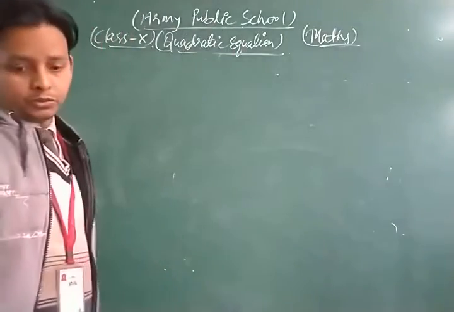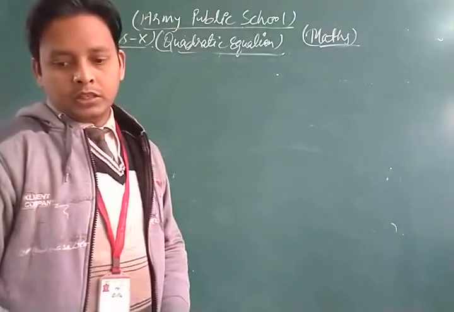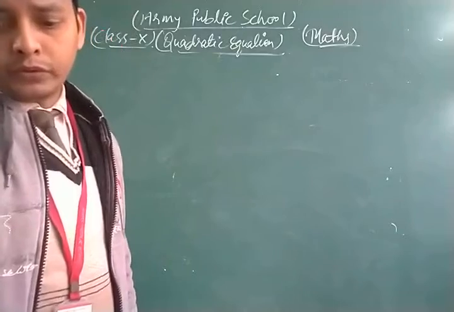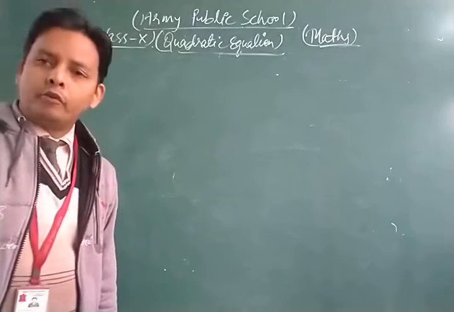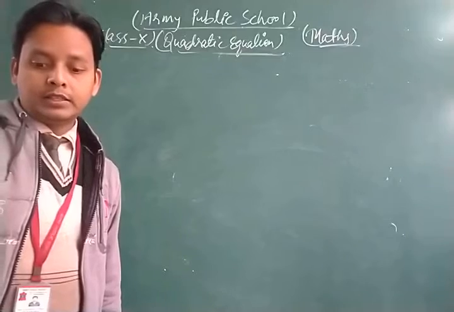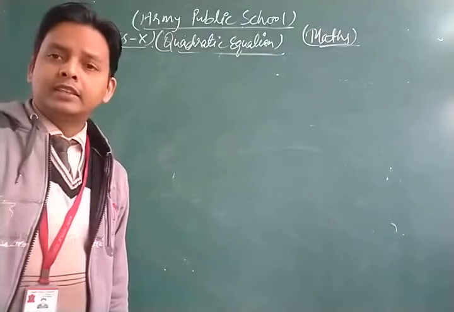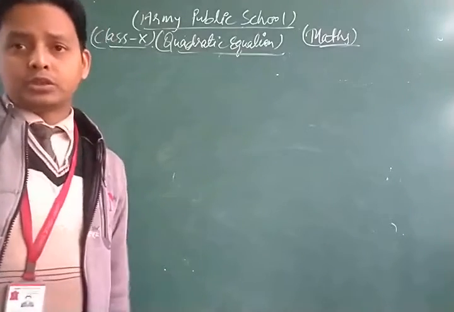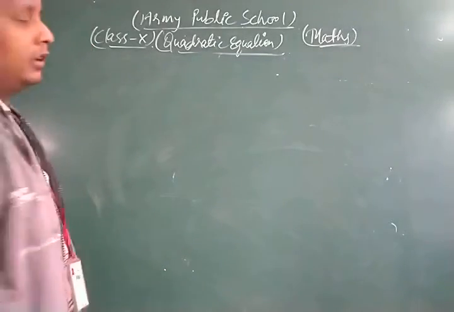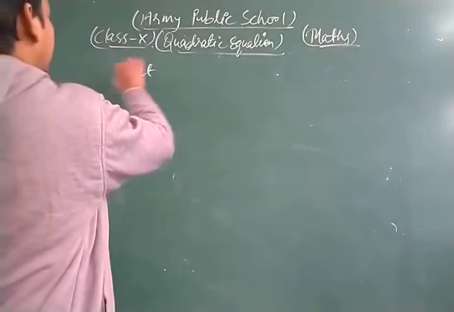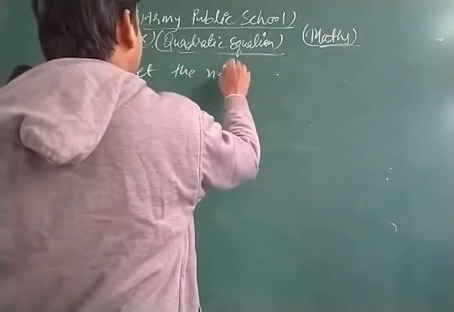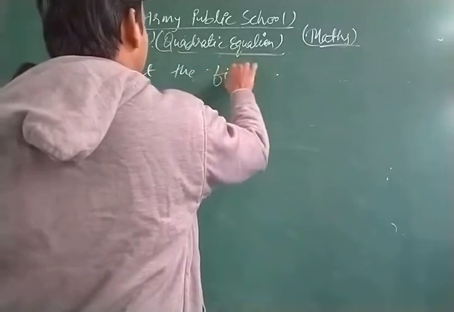Suppose that in a question, the sum of two numbers is 15, and the sum of their reciprocals is 3 by 10. Find the numbers. This is the question. So in that question, the sum of two numbers is 15.